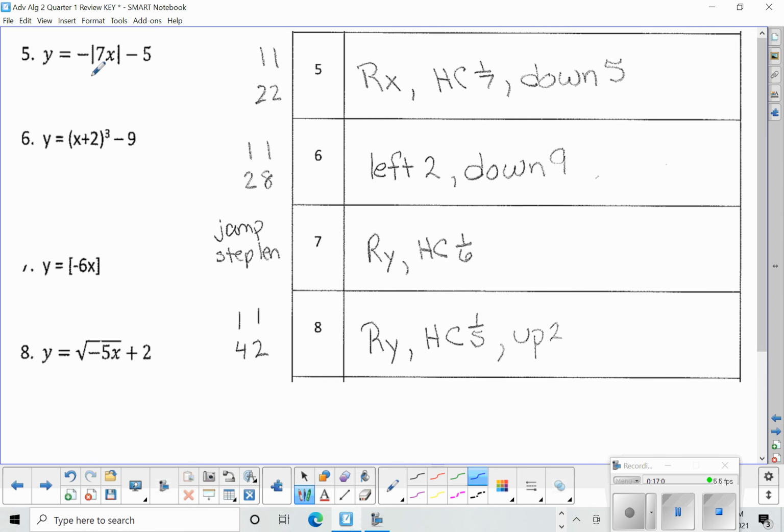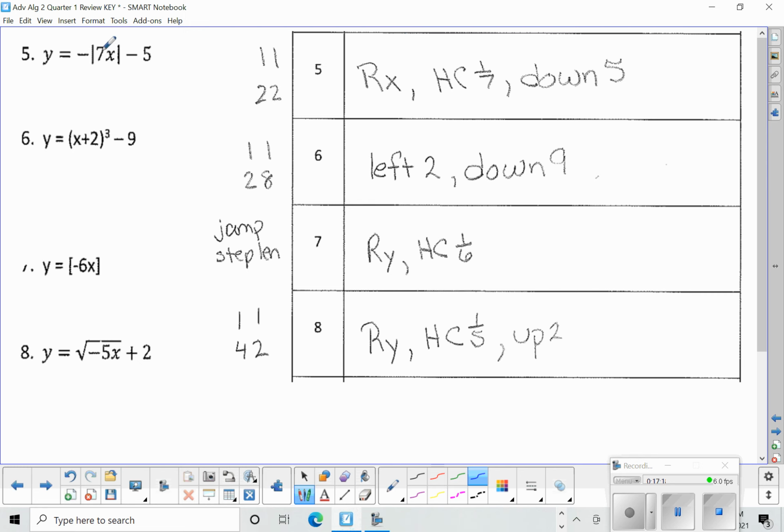Number 7, again, is an absolute value. 1, 1, 2, 2 is my parent function. Negative on the outside. Reflect over the x-axis. Okay, if I reflect over the x-axis, I'm going upside down, so I'm affecting my up, down, or my vertical.